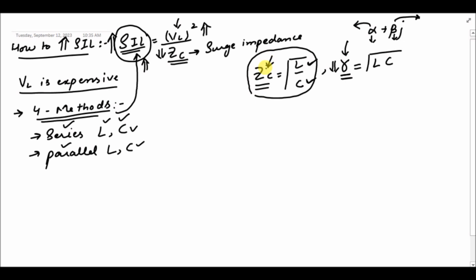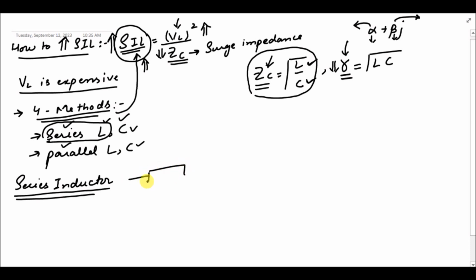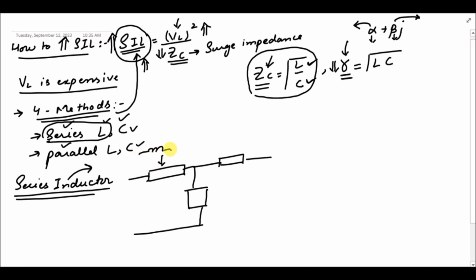Starting from the first consideration, which is the series inductor. In the first case we are going to use a series inductor in the transmission line, and if you remember from the models of the transmission line, we have an impedance in the series branch and an admittance in the shunt branch, right? I'm using the T model. So if I add an inductor, it will add up to this particular impedance, right? This is the new inductor and this is the old inductor, right? So the inductance of the line will increase.